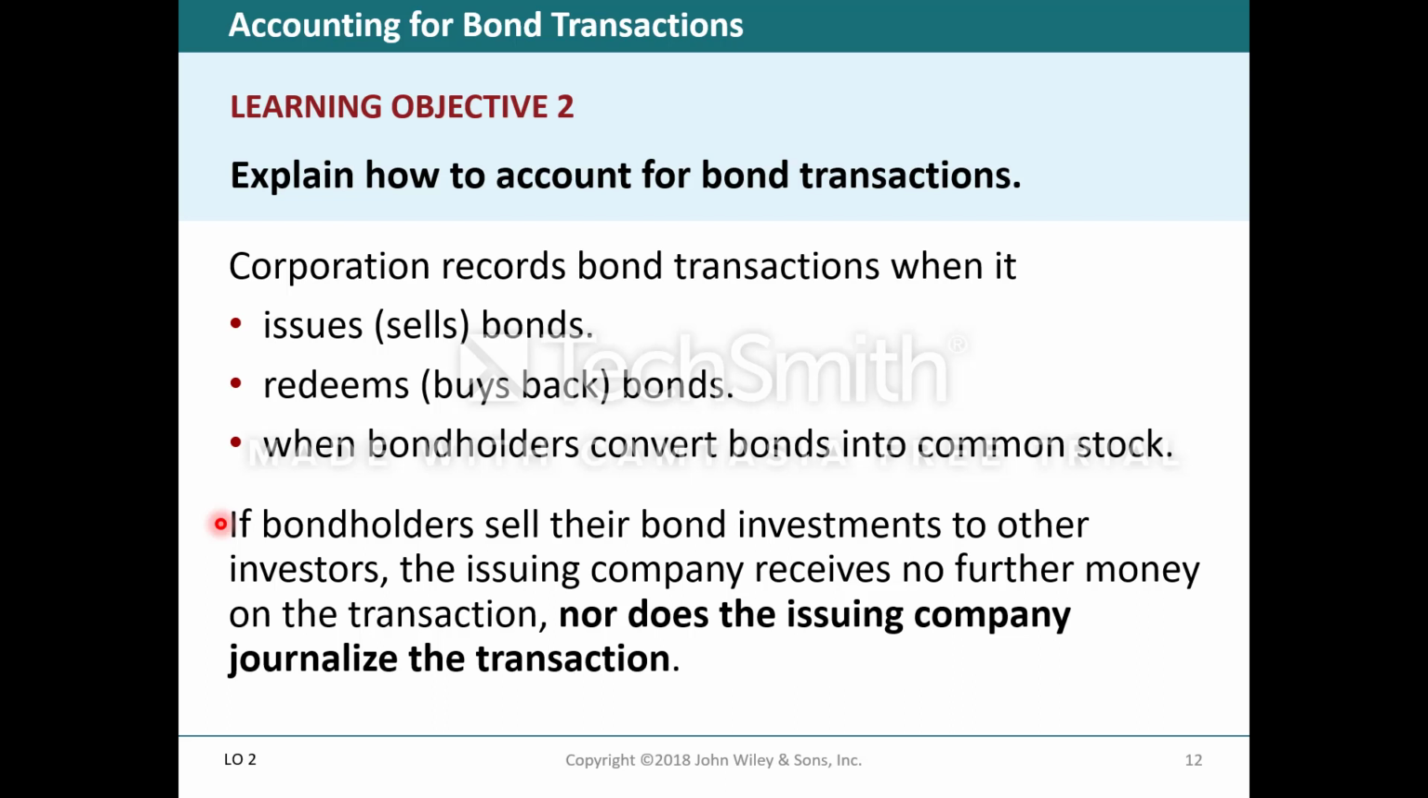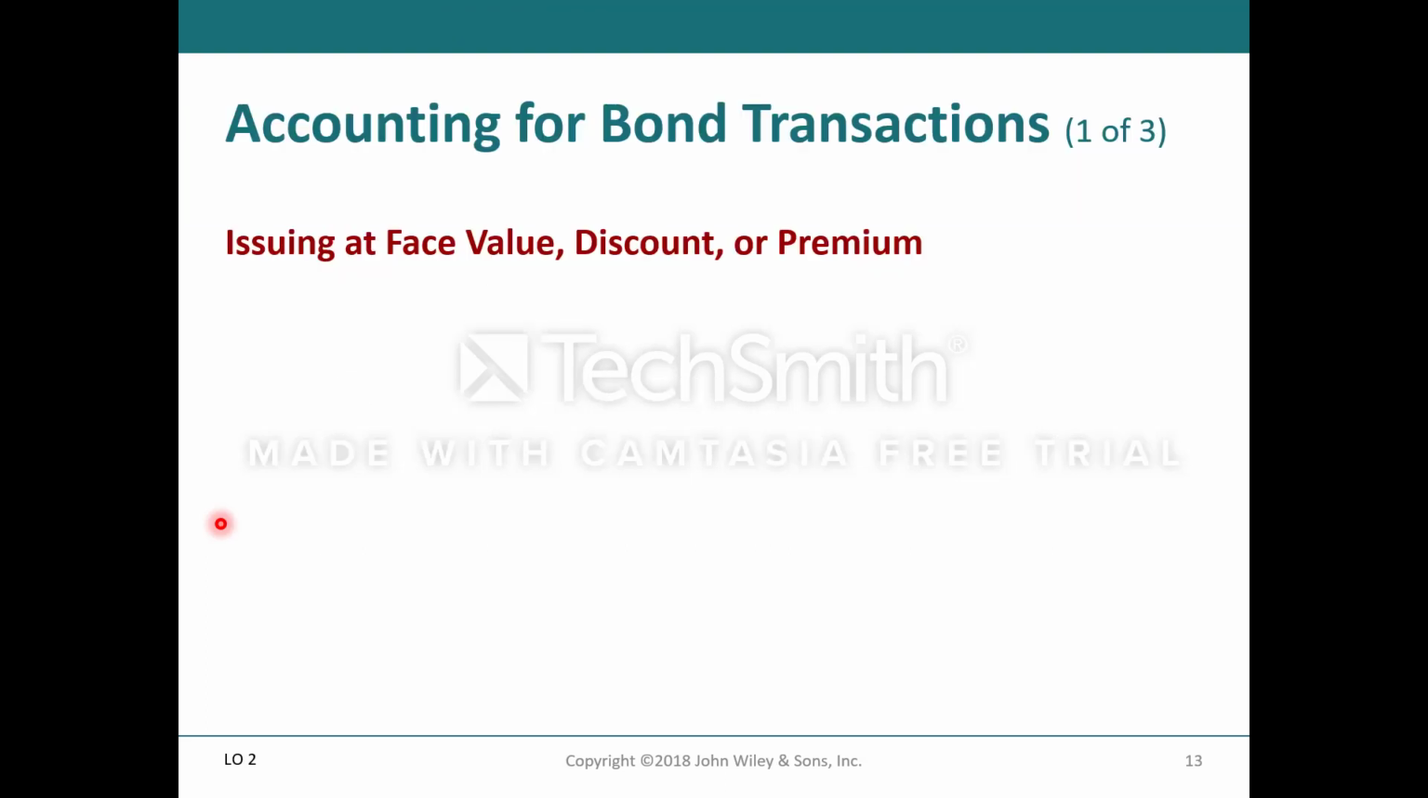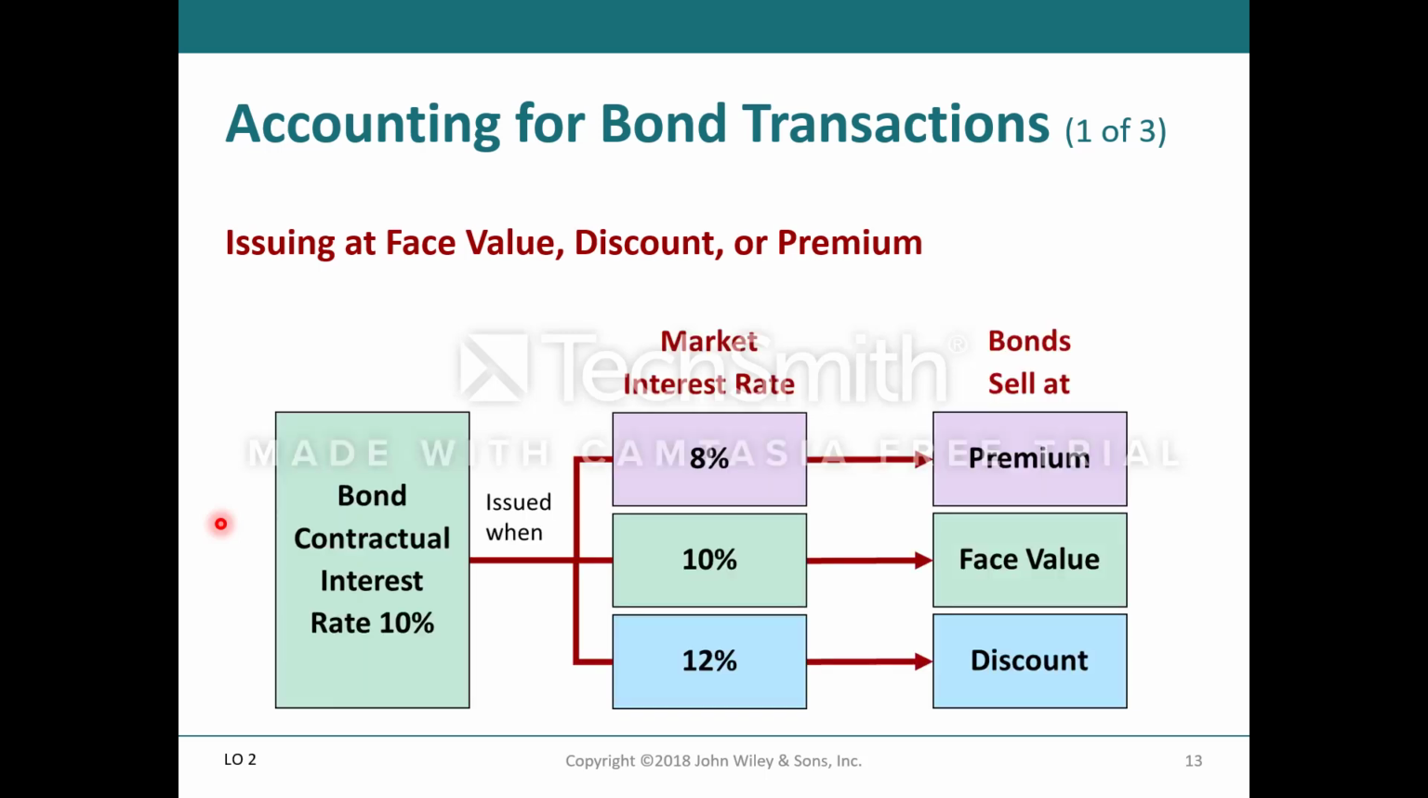So in the last situation, if you issue bonds to someone and then they resell them, there's nothing that you do. You still account for them the same way you did when you originally issued them. Issuing at face value, discount or premium. So this illustration is good to show you the difference between face value, discount, or premium.